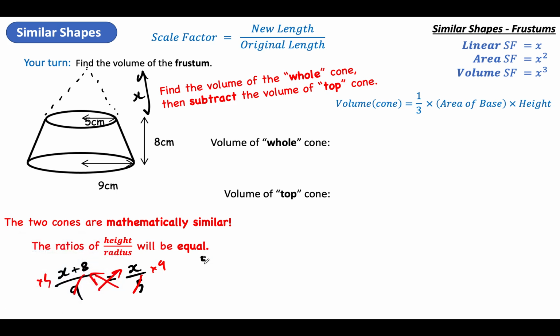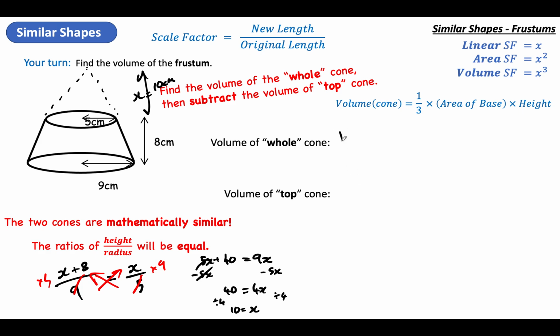So we've got 5x plus 40 equals 9x. Take away the 5x from both sides. We get 40 equals 4x, and divide it by that 4. We get that x is 10. So x is 10 centimeters.